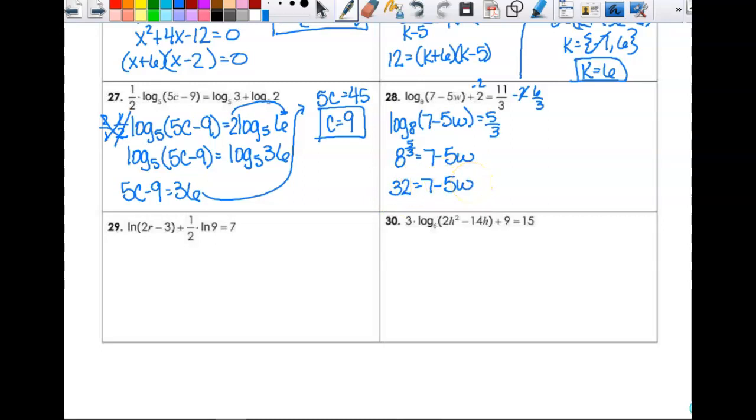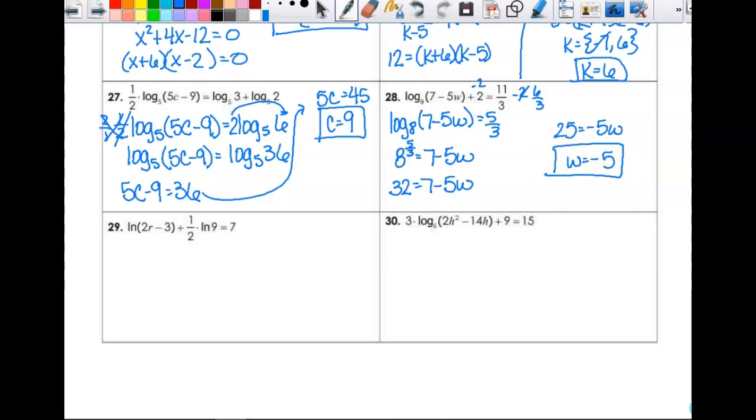I can subtract 7 from both sides, and I will get 25 equals negative 5w. So w equals negative 5. Then I have to check it. Okay, so 7 minus 5 times w, well, the negative 5 times the negative 5 is a positive 25, so that works.